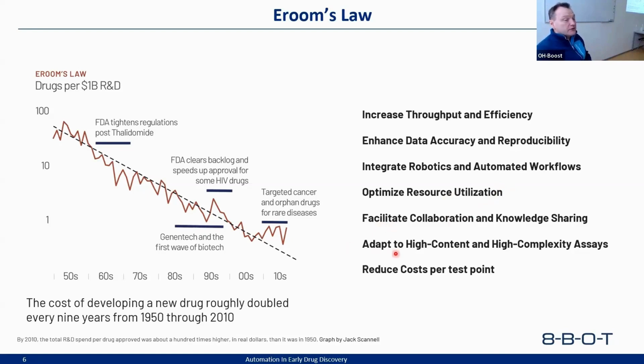In the last years, we have the opportunity to go to high content and high complexity assays, not just a single readout, but let's say multiple readouts or imaging, or something like cell cultures. And finally, it's all about reducing the costs per test point. So the idea is get bigger, make more experiments, and then it will work. If this is really the answer, I don't know. These are just a few ideas.